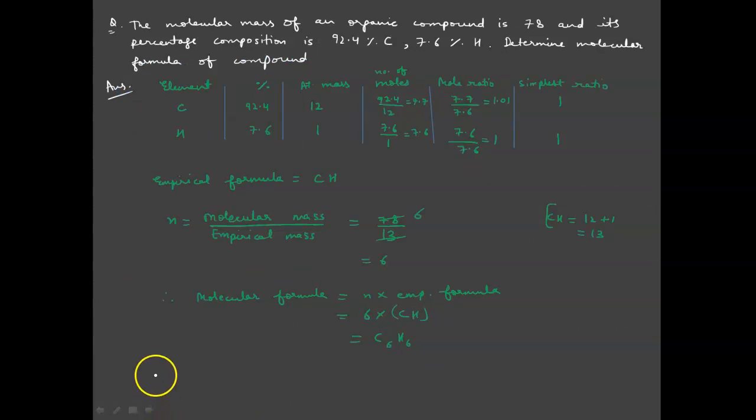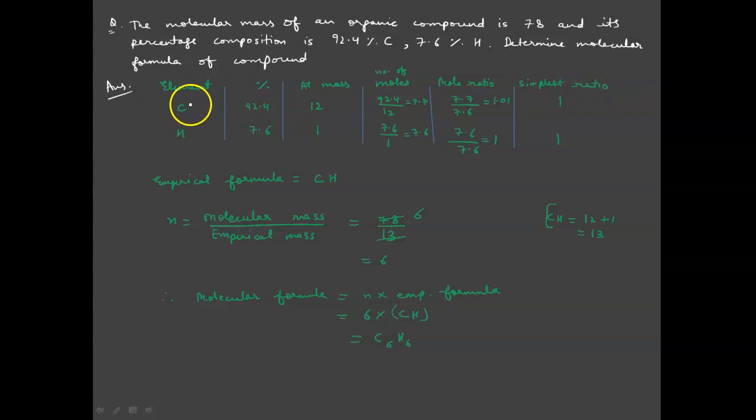Now coming to a question: how do we determine the molecular formula and empirical formula in the questions? The molecular mass of an organic compound is 78 and its percentage composition is 92.4% carbon, 7.6% hydrogen. Determine the molecular formula of the compound. In this type of question, we draw a table with element, percentage, atomic mass, number of moles, mole ratio and simplest ratio. You will always draw this type of table.